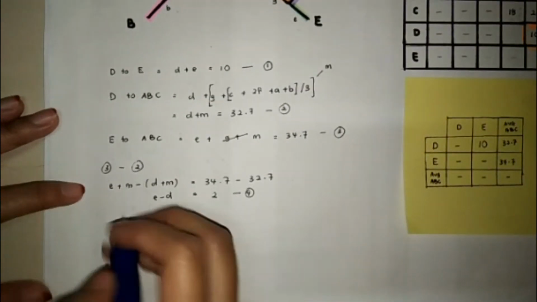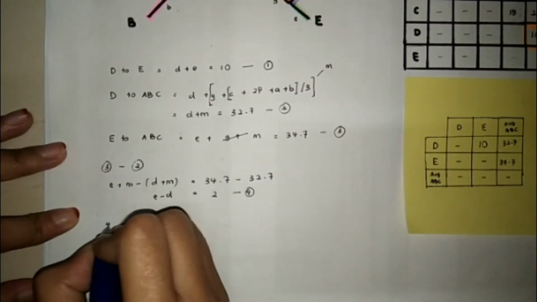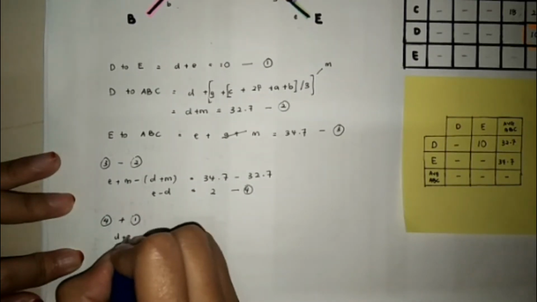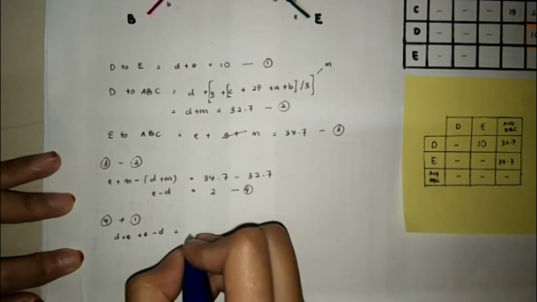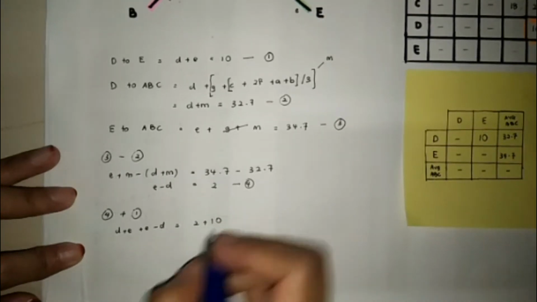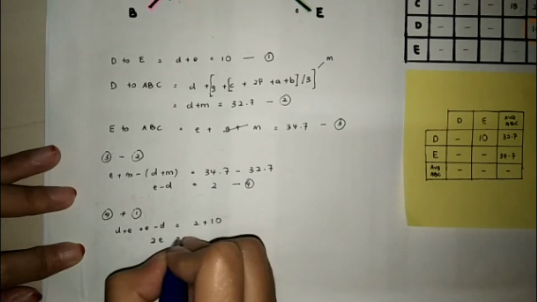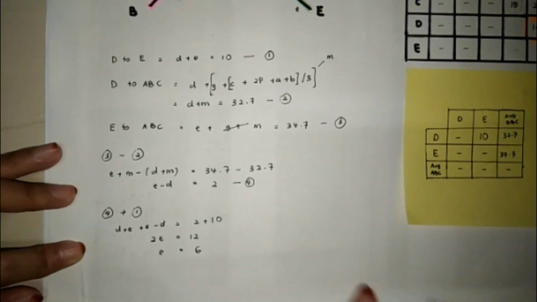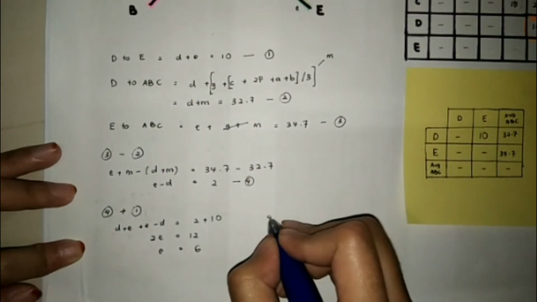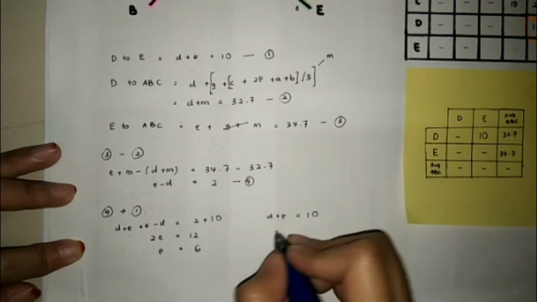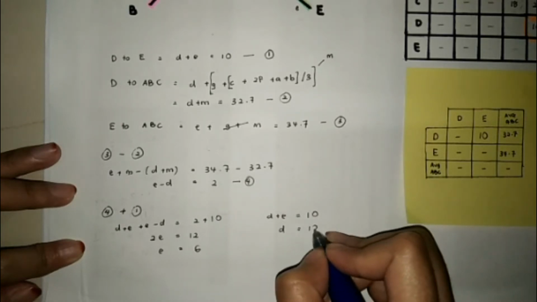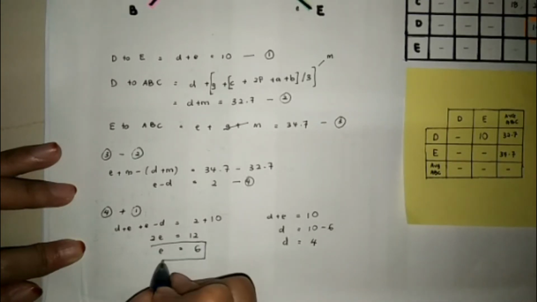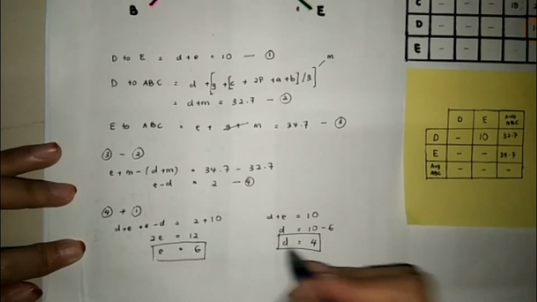So next, proceed. The fourth equation will be added into our first equation. So D plus E plus E minus D is equal to 2 plus 10. From here we can get 2E equal to 12, and our E is 6. Using equation 1, we know that D plus E is equal to 10, so our D is 10 minus 6, which is 4. Okay, now we know the distance of E and D already.